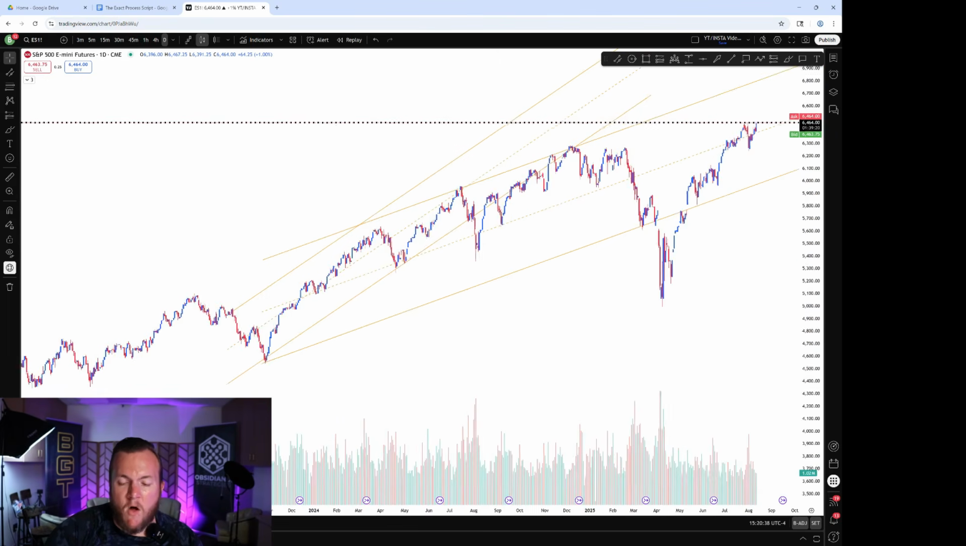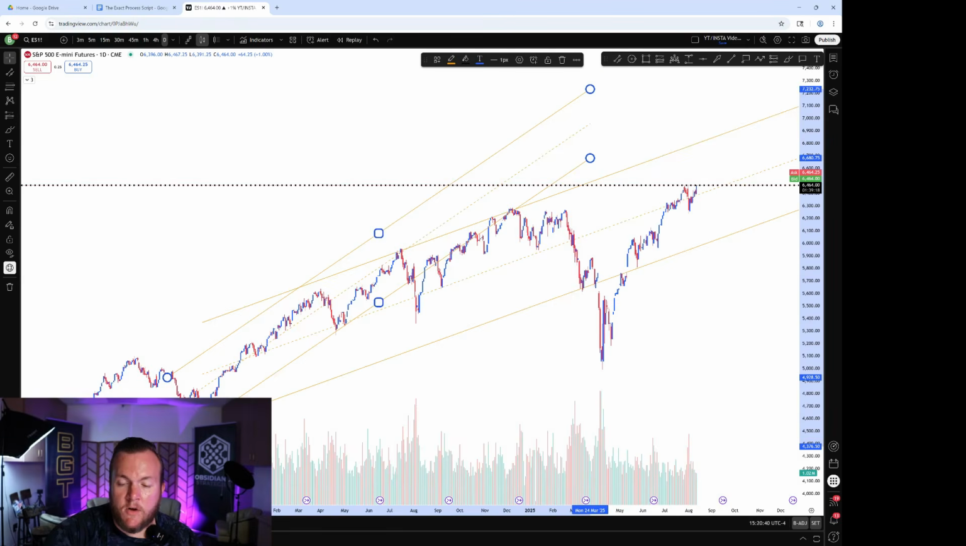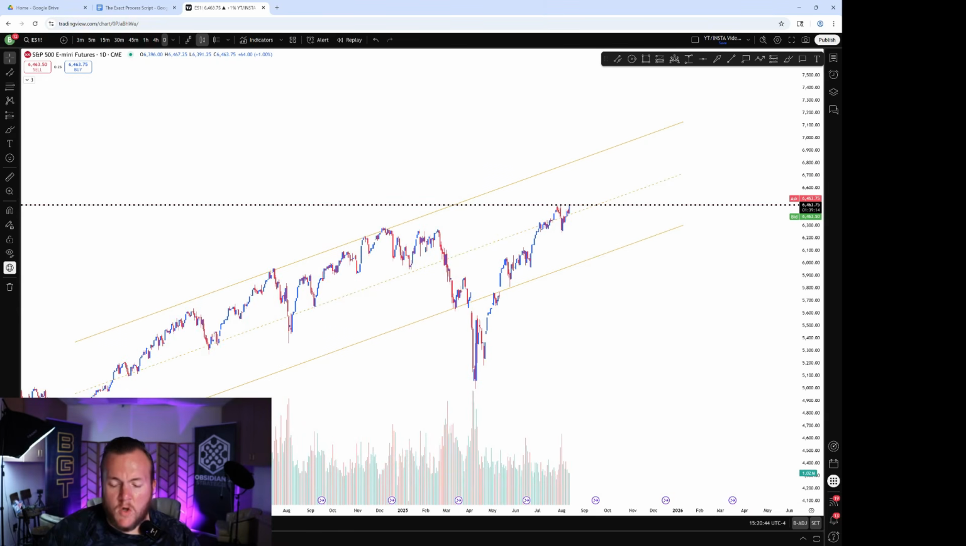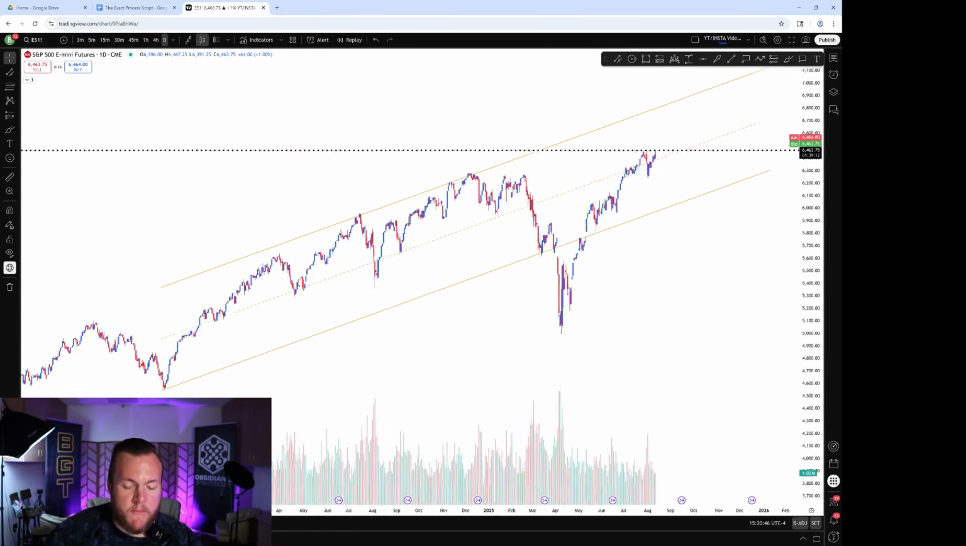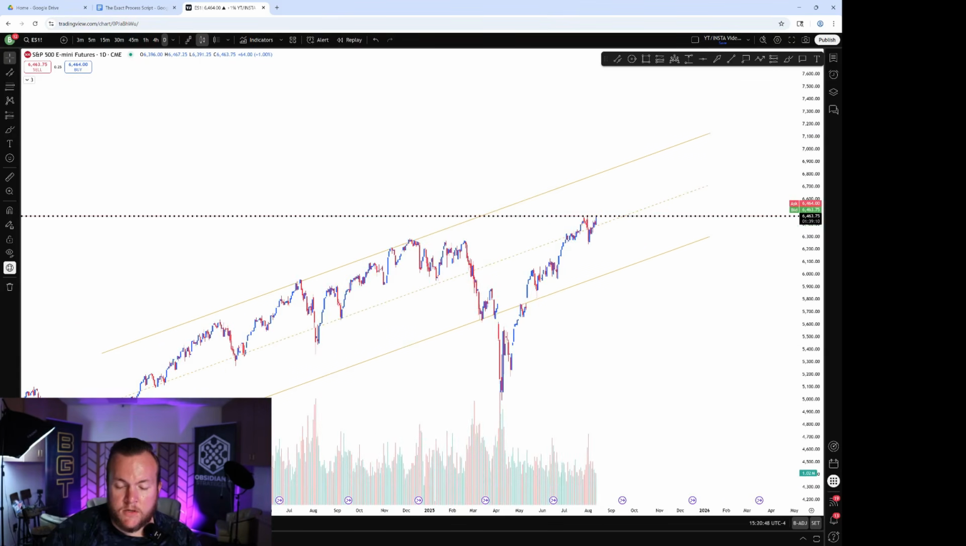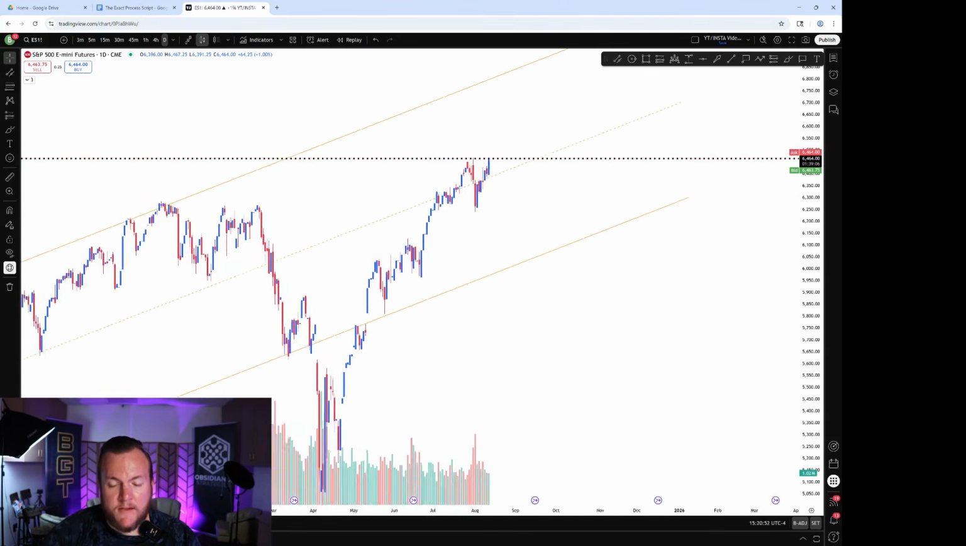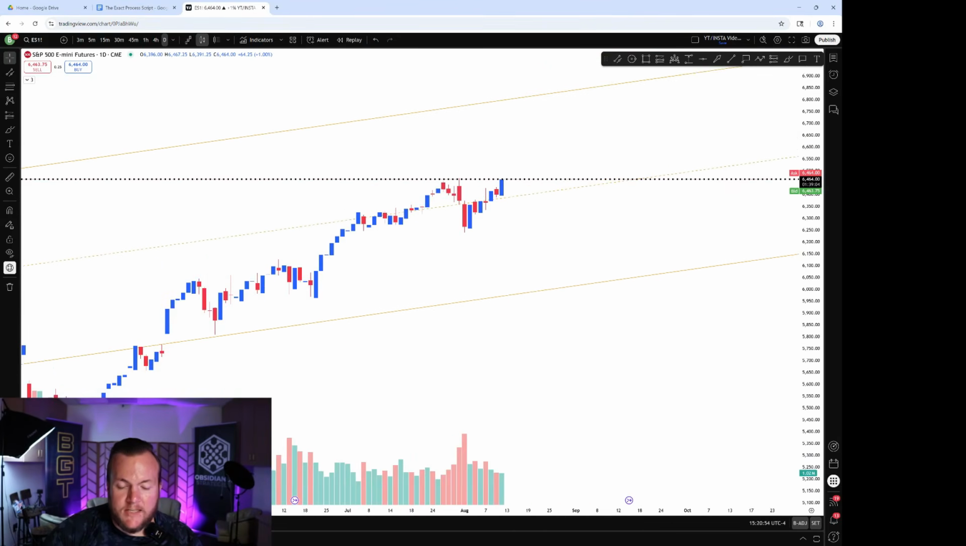So we can look at it all different kinds of ways, but the important thing is just to look at the bigger picture here. Now again, this is totally from scratch. I don't remember any of my key levels from this morning. So let's go ahead and start to identify them right now. So this is the daily.